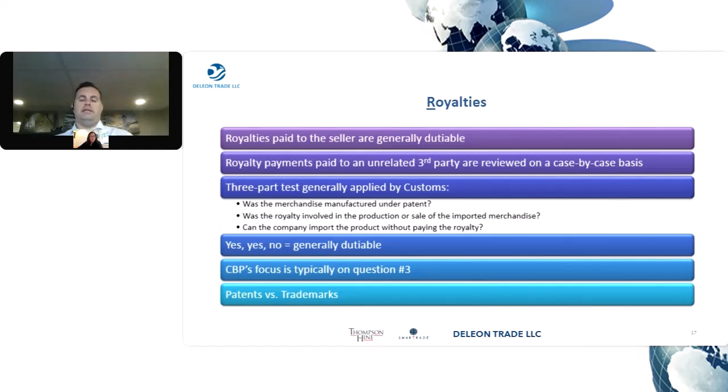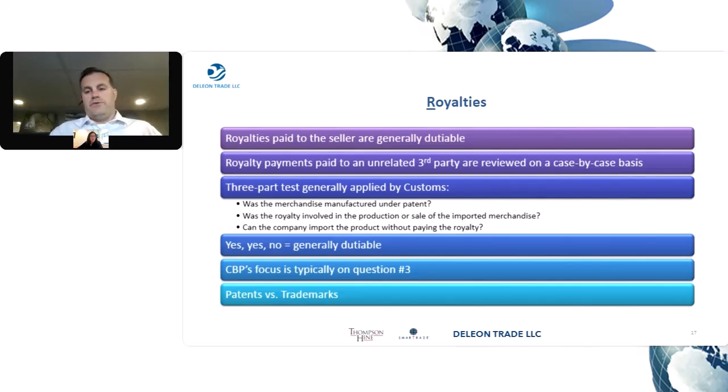But if it's related to a trademark, CBP often considers that like a selling expense, and it most likely will not be dutiable. However, I will say, if the royalty is paid to the seller, more often than not, it's going to be dutiable, because it's part of the price actually paid or payable.